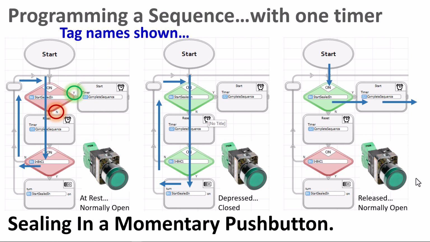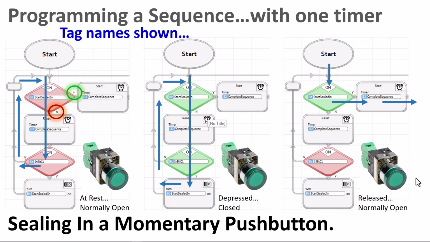Okay, now notice that the tag names were shown here. Look at all those blocks. You've got decision blocks, they're red or green, and then you've got rectangles, those are actions. Now notice that all of these instructions right now have the tag name in there. Start sealed in, complete sequence, input bit C1. Now I noticed that it says input bit C1. I've since changed that to C1 start push button. That is a slight discrepancy here, but it's irrelevant. It behaves the same. Those are the tag names.